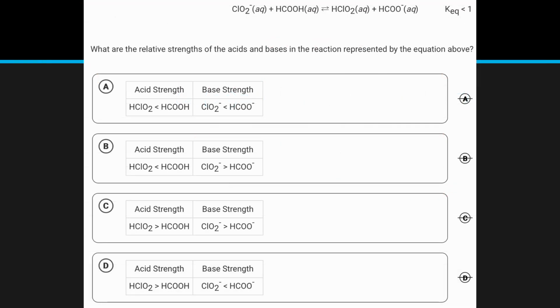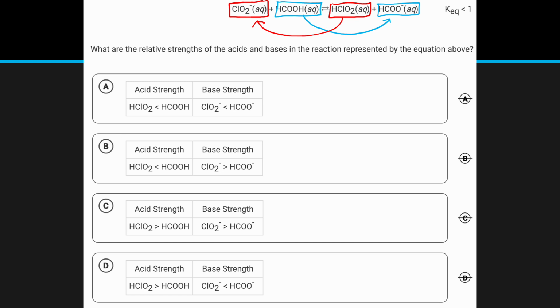All right, what are the relative strengths of the acids and bases in the reaction represented by the equation above? So let's look at this equation. I'm going to identify my acid-base pairs. So here is one, and here is the other. So starting with acid, acid is a proton donor, right? This is being an acid by giving away a hydrogen, and this is an acid by giving away a hydrogen.